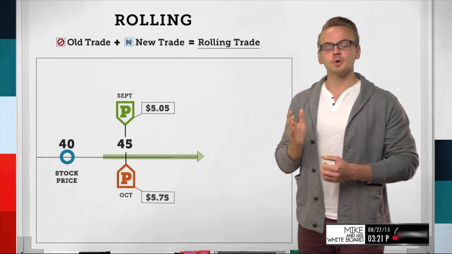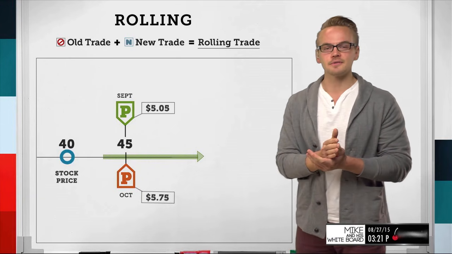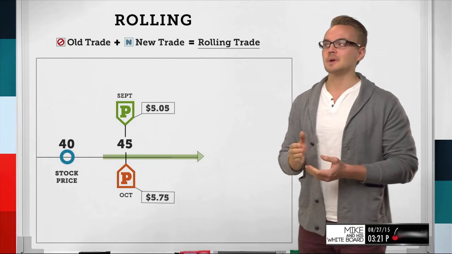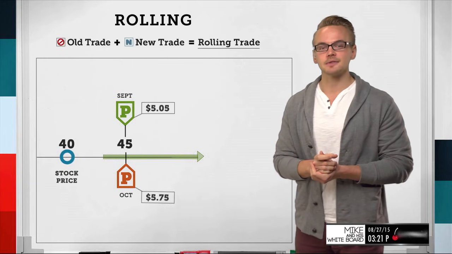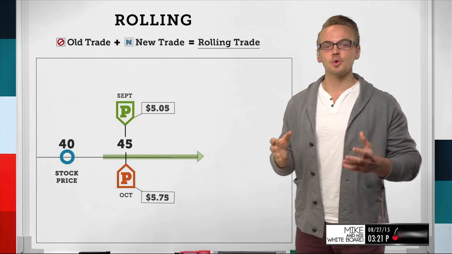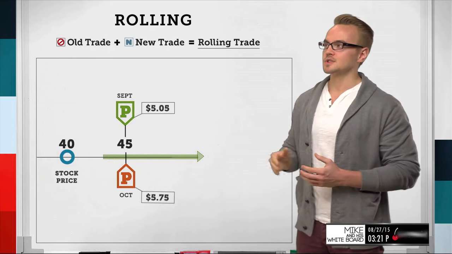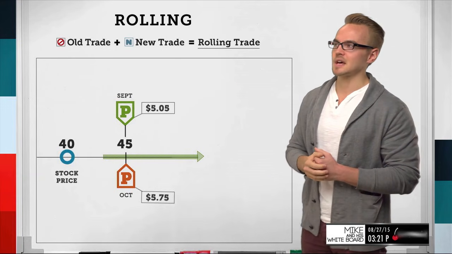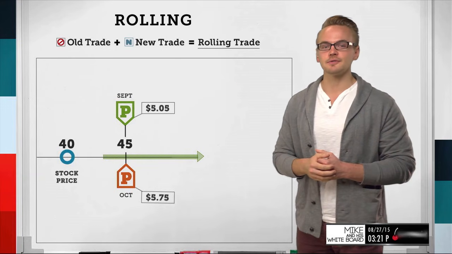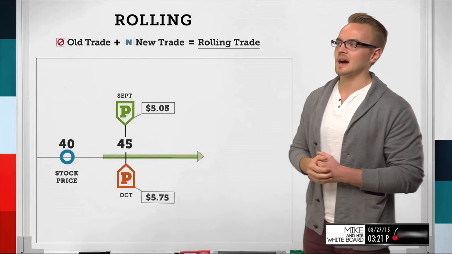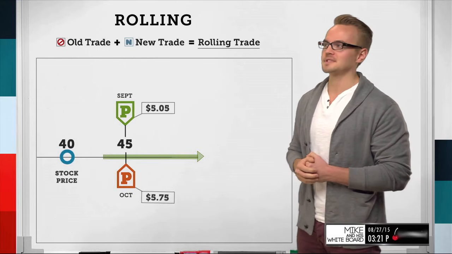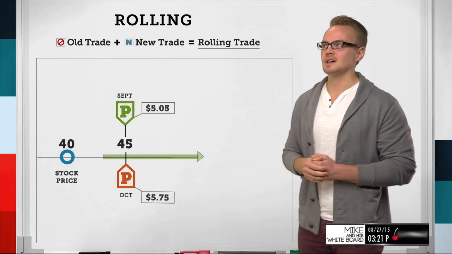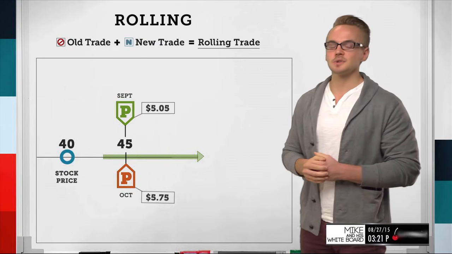So we sold the September 45 put for $1. Now we have to buy it back for $5.05. Or what we can do is roll the trade into the future. Here we're closing the September put for $5.05 and we're opening the October naked put for $5.75. What this does is give us a net credit and it reduces our max loss.